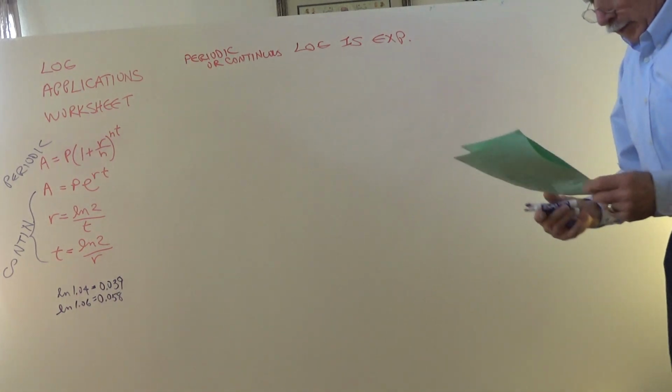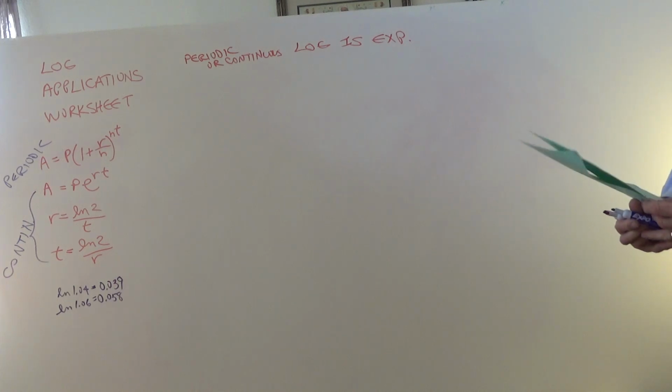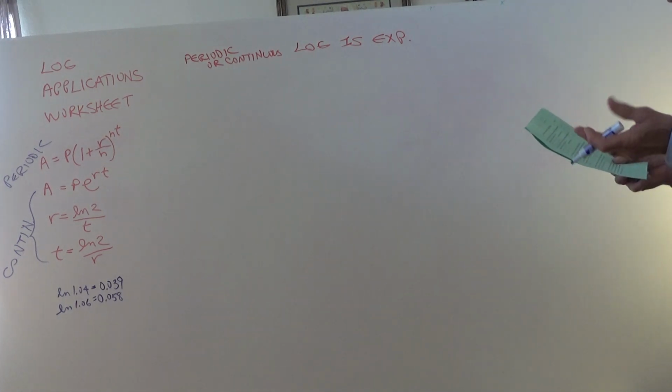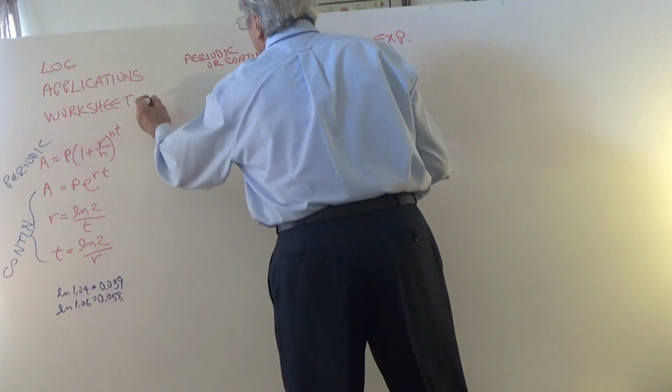Number 5 says a couple wants to have $50,000 in 5 years for a down payment on a house. How much should they deposit today at 4% compounded quarterly to have $50,000 in 5 years? And then, as a second question, how much interest will they have earned? Okay, it doesn't say anything about continuous. I'm going to go ahead and use the periodic compounding for number 5.